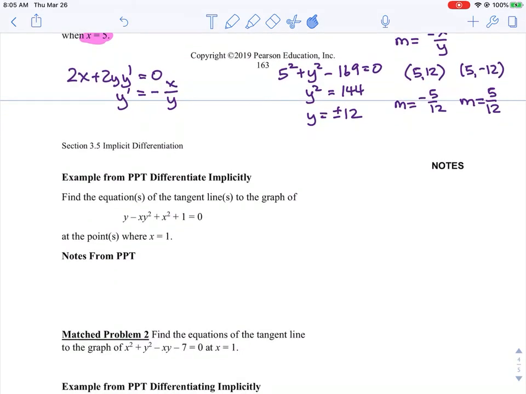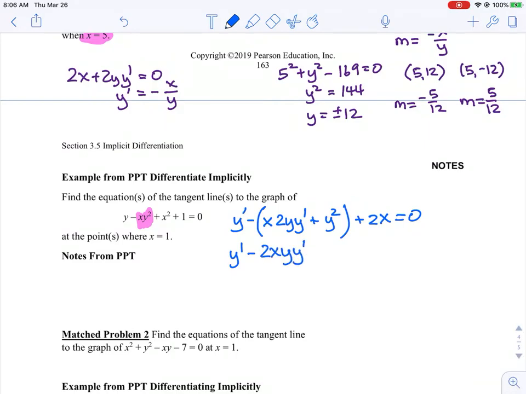Okay, let's look at another example. Find the equation of the tangent line to the graph at the point where x equals 1. This is probably one of the more extensive problems. So the first thing we need to do is find our derivative. The derivative of y is y prime. And then we need to use our product rule for this portion here. It's first, and let's put that in parentheses, first times the derivative of the second plus the second times the derivative of the first, which is 1. And then we can continue with the rest.